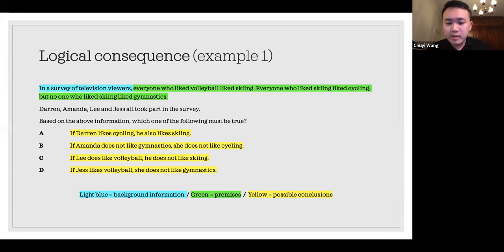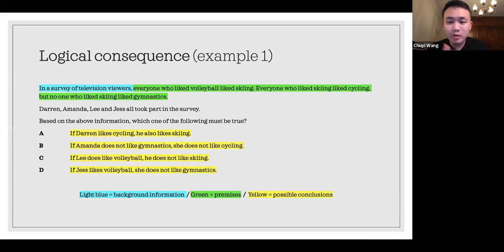So let's keep stepping through these answers at a quicker pace now. If Lee does like volleyball, he does not like skiing. Well, that's obviously not true because from the first rule, we know that everyone who liked volleyball likes skiing. Does that make sense? So if Lee likes volleyball, he has to like skiing. So that can't be right as well. And now that we've deducted all the answers, okay, let's look at the fourth one.